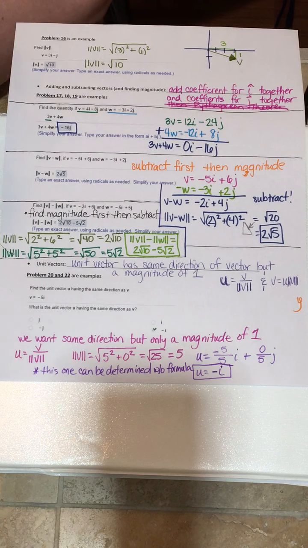Same thing if it was in the j direction. If I had a vector that was 6j, the unit vector, because it's only going in the y direction, would just be 1j, because they always have a magnitude of 1. Now, when does it get a little trickier?